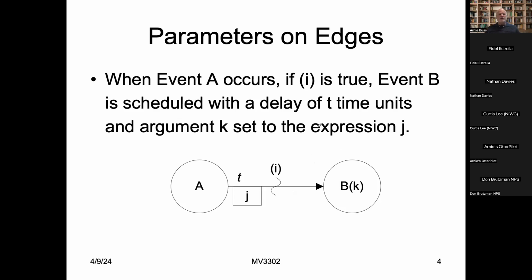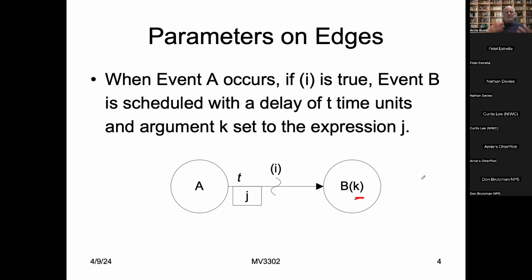Now let's look at parameters on edges. This is the canonical representation, and this is all in the reading as well. As you can see, it builds on the basic representation of this relationship. So when event A occurs, if Boolean condition I is true, then event B is scheduled T time units later. But here, with the addition of two pieces. One is event B now has an argument, and I'm calling the argument K.